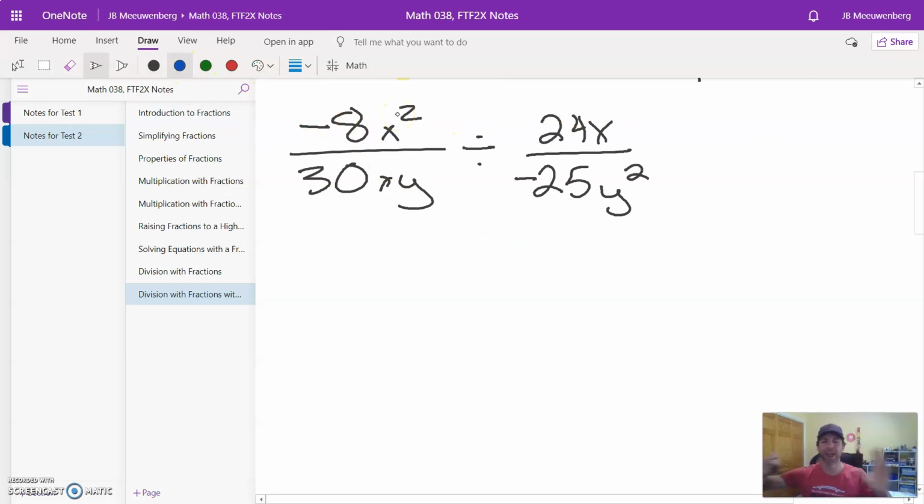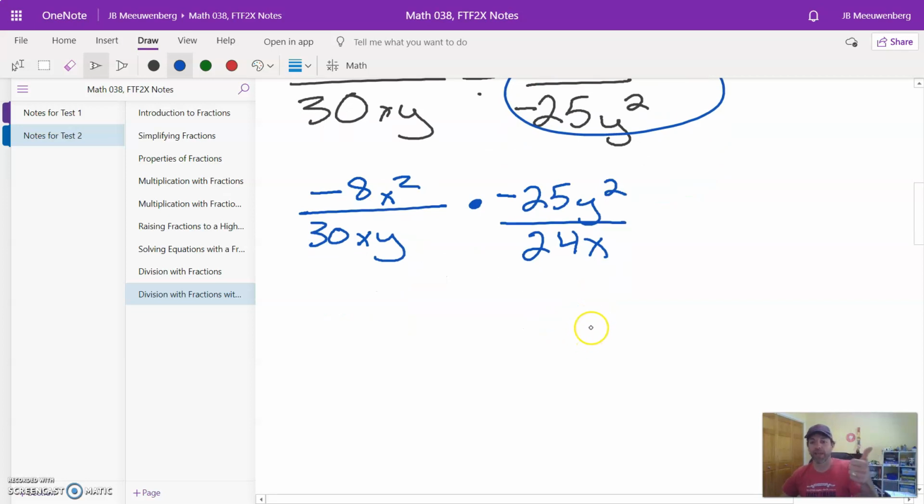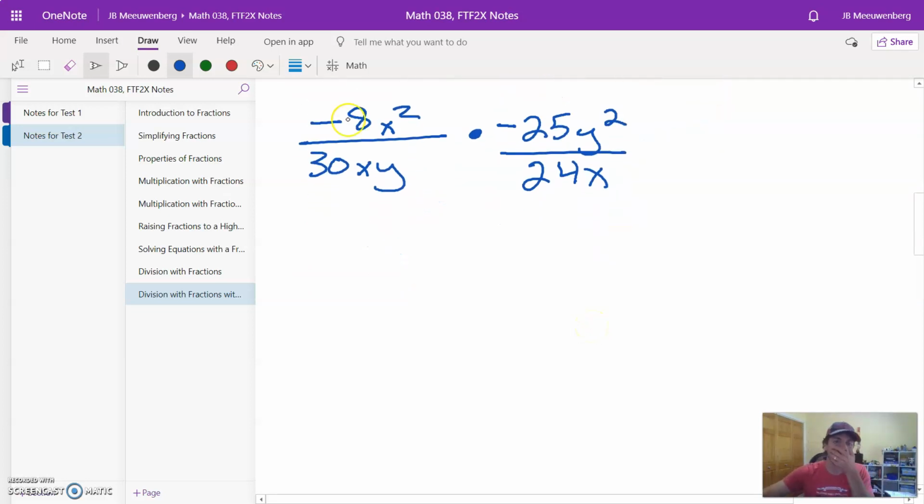Again, I pause, I notice fractions, I notice negatives, variables, different variables, division. So one thing I know I can do is rewrite it as times the reciprocal of what came after the division sign. So I'm going to rewrite it as negative 8x squared over 30xy times, this is the one that we take the reciprocal of, so the negative 25y squared is coming up top. The 24x is going on the bottom. All right, so that's something I've done. I'm making some progress now.